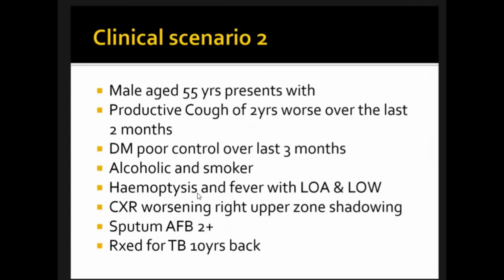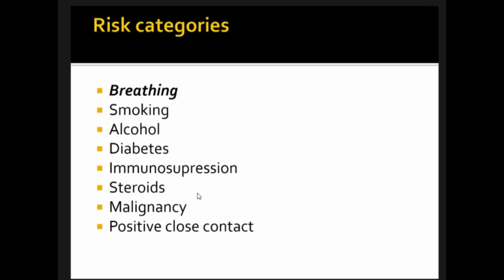Now, this is clinical scenario number 2, where a male aged 55 years presents with a productive cough of 2 years, worse over the last 2 months. He has diabetes mellitus, which is poorly controlled over the last 3 months. And he has been taking alcohol, and he's a smoker. He has hemoptysis and fever with loss of appetite and loss of weight, chest X-ray worsening, right upper zone shadowing, and sputum AFB is 2+. He has been treated for TB 10 years back. So he has a lot of risk categories.